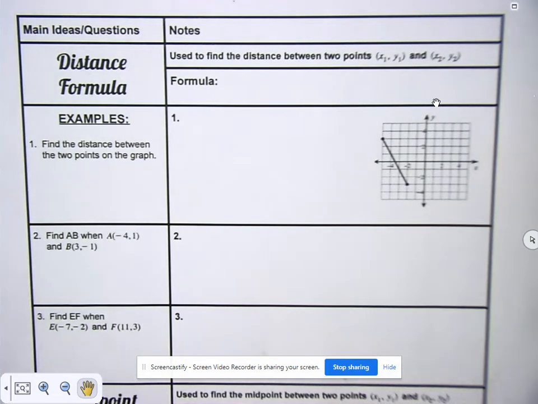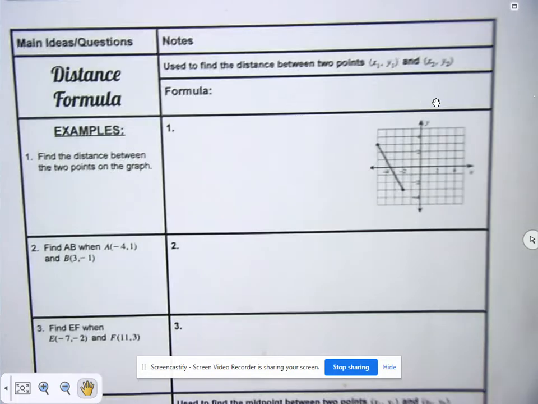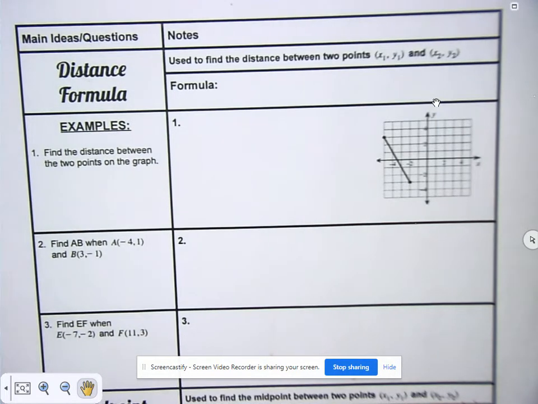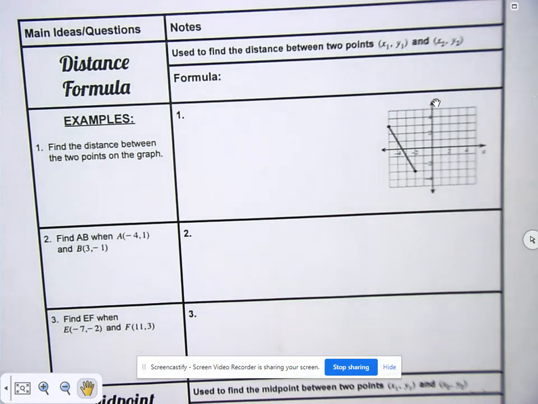All right, so we talked about distance formula and midpoint formula, and I'm going to go through those notes for anybody that was not here or just needs some extra practice.